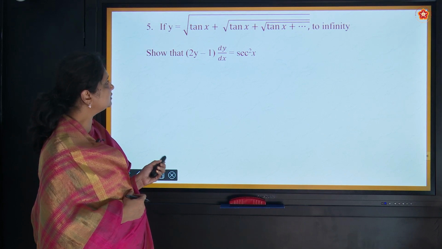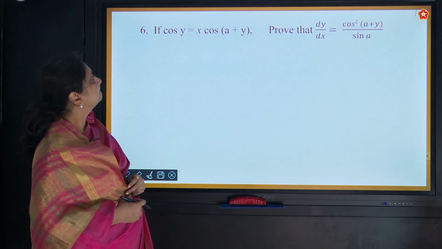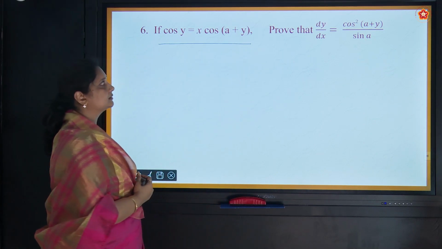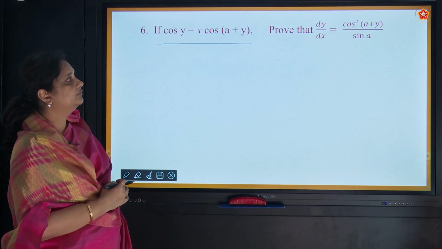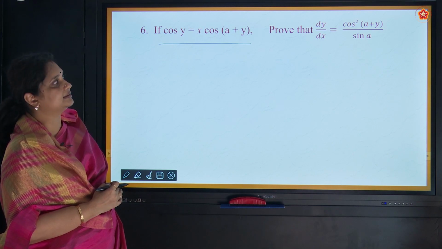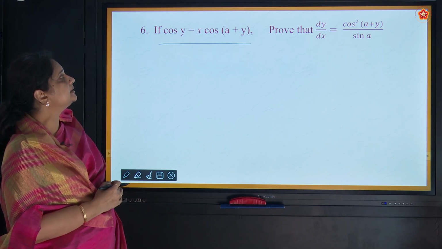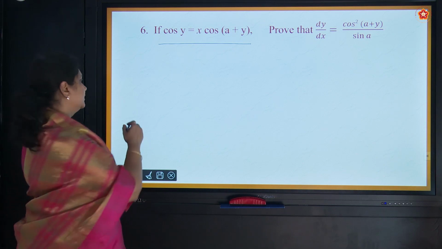So let's move on to the next question. Now, it says cos y is equal to x cos of (a plus y). We are supposed to prove that dy by dx is equal to cos square (a plus y) by sin a. This is not explicitly written.